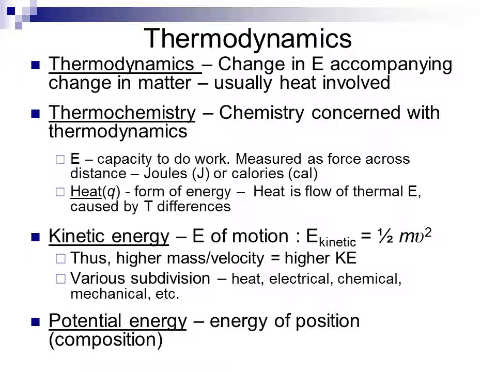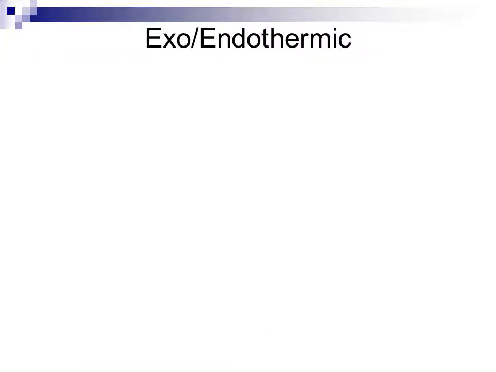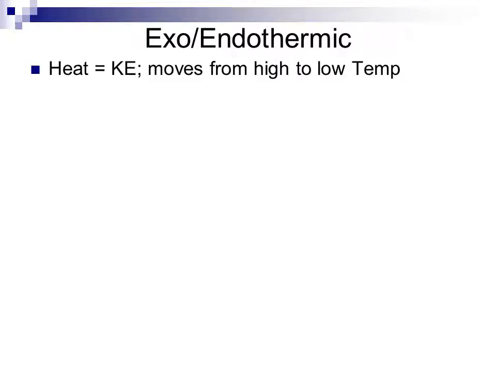Remember that energy can be transformed easily between different forms. It can be transformed between kinetic energy and potential energy, and it can be transformed between different types of energy, for instance, between heat and electrical and chemical and mechanical, etc. Now, there are two different types of processes that occur in chemistry. There are exothermic and endothermic processes.